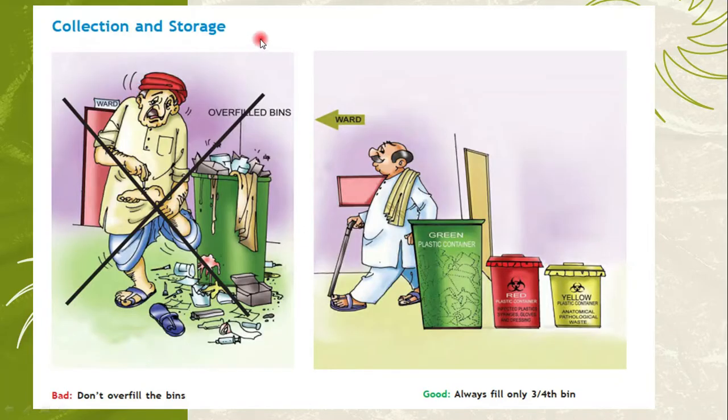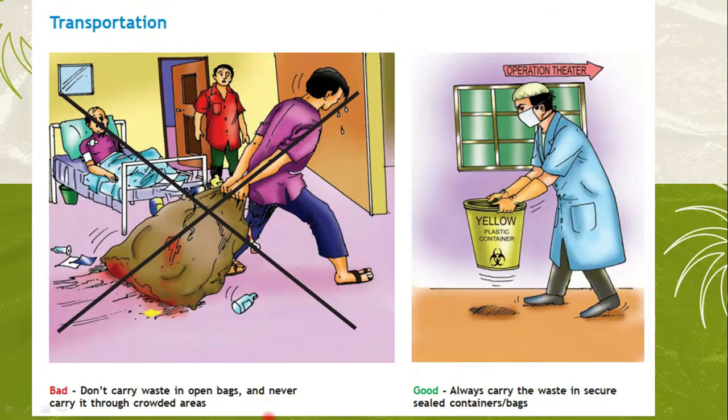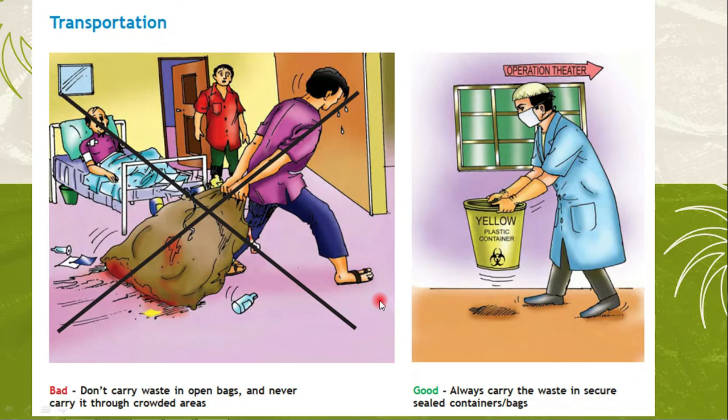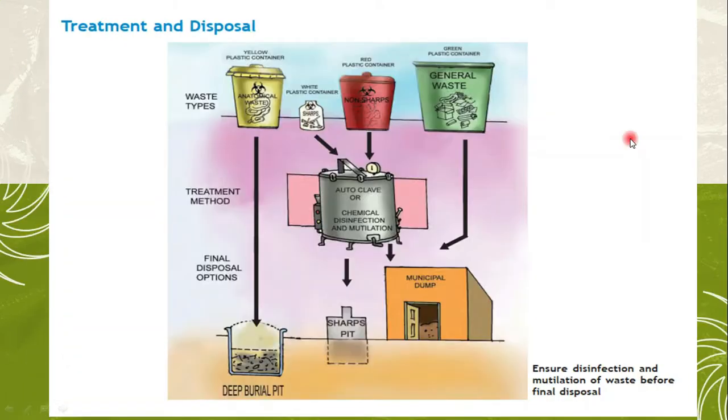During collection and storage, we should collect and store biomedical waste in a proper way so that no one gets injured. Safe transportation is very important. We should never carry waste in open bags and never carry it through crowded areas. Always carry the waste in secure, sealed containers or bags. Treatment and disposal of waste depends on the type of waste. We will learn about that in a few minutes.